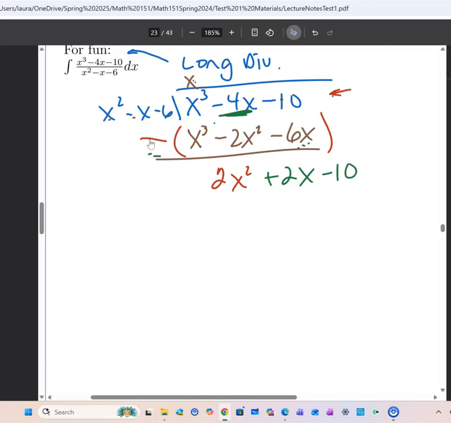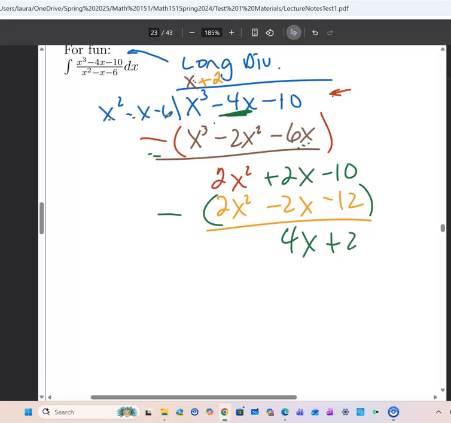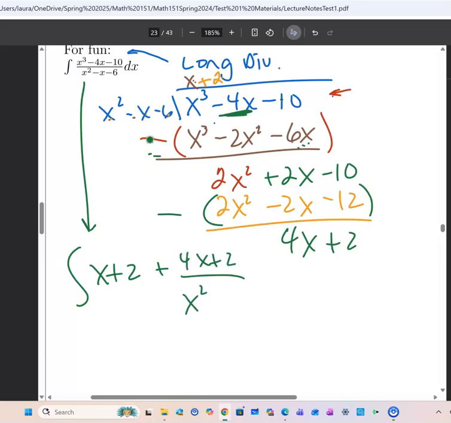Okay, so I can do one more, right? So I can put a positive 2 to multiply here. That gives me a 2x squared, and that'll give me a negative 2x, and then a minus 12. And now I'm going to subtract. So those go away. So I'll get a 4x, and then I get a 10 plus a 12, so that's a plus 2. Okay, so this integral turns into x plus 2 plus the numerator will be 4x plus 2 over this x squared minus x minus 6.